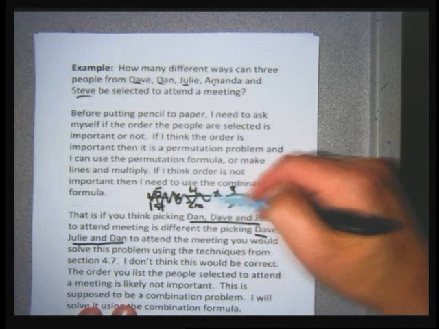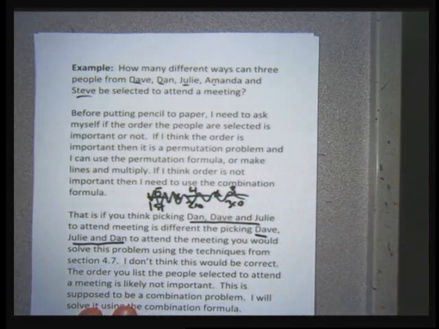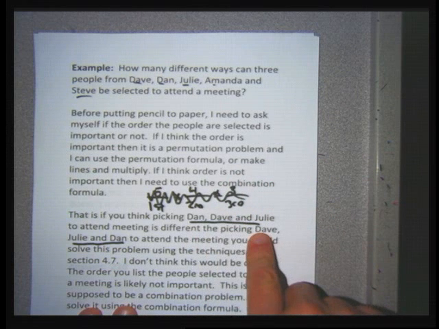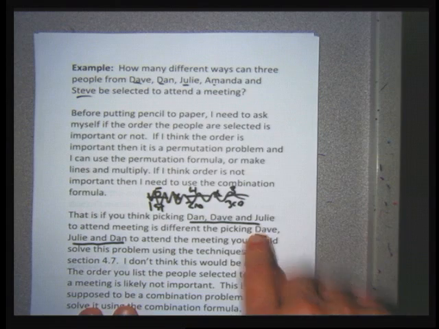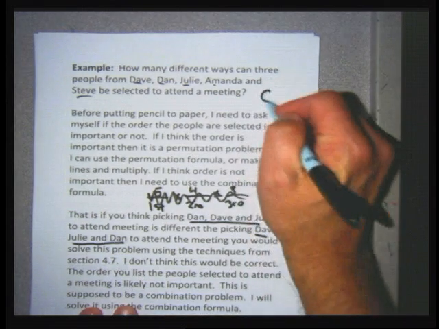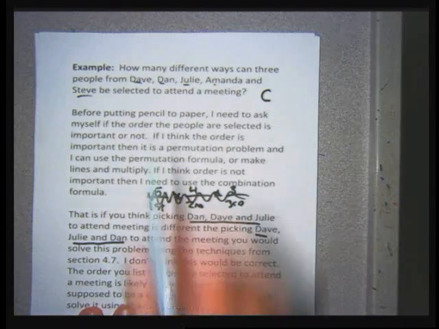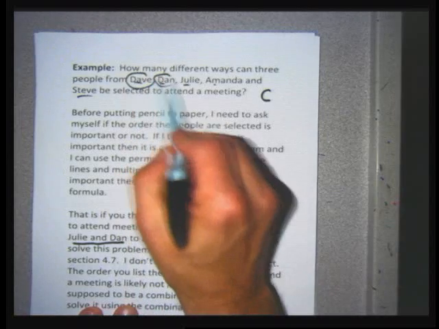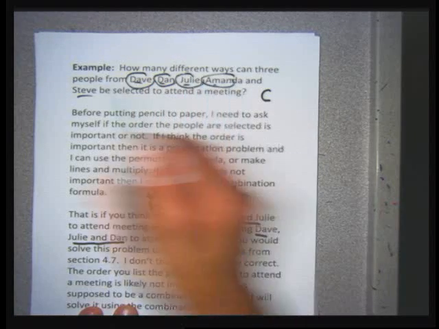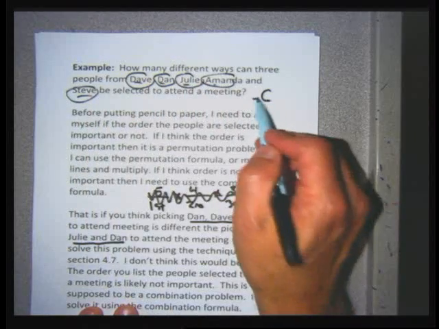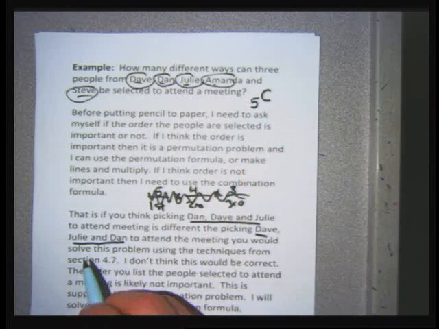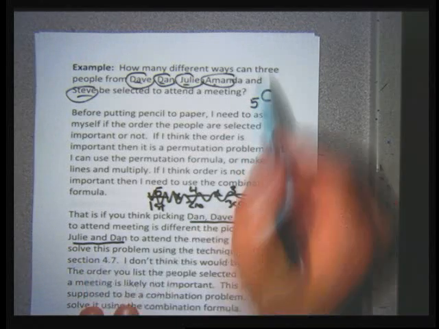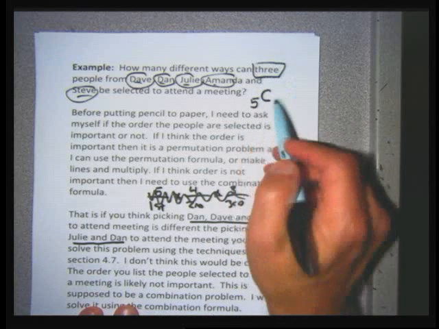And so this problem, I think, is a combination problem because I don't think the order that you were picked in is important. So it's a combination problem, and in a combination problem, I need to know the size of the group that I'm selecting from. I'm selecting from a group that has 1, 2, 3, 4, 5 people. That's going to go to the left of the combination, and I need to know how many people I'm selecting, and the number of people I'm selecting is 3.